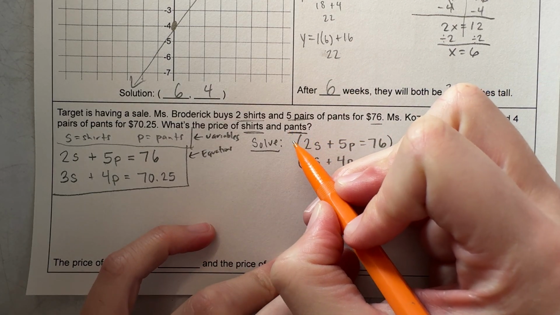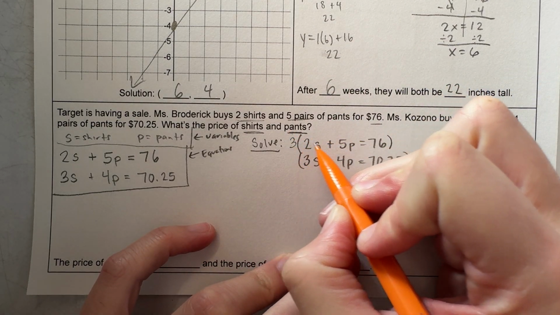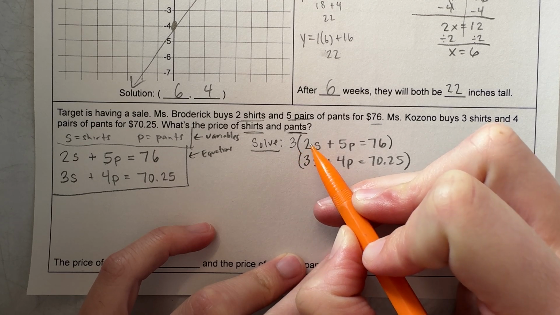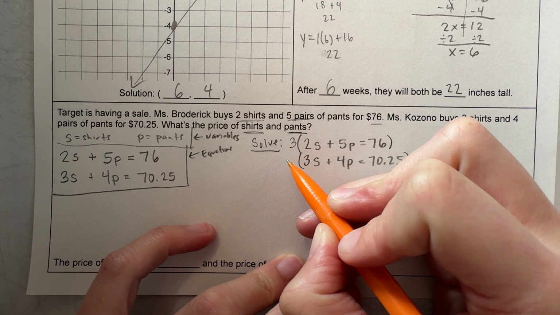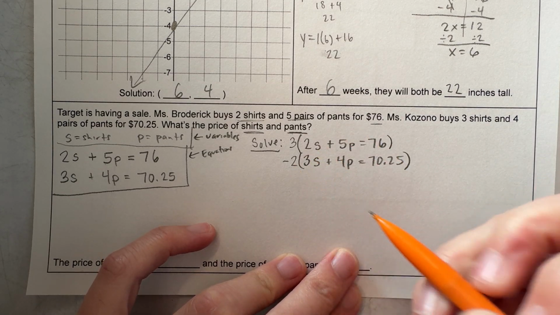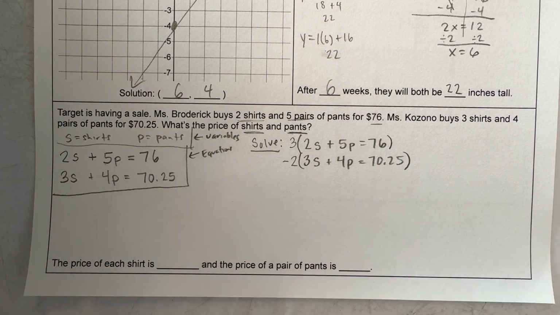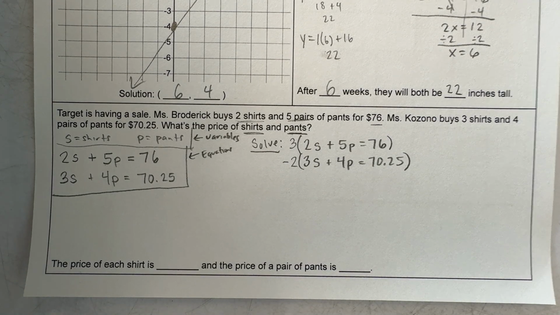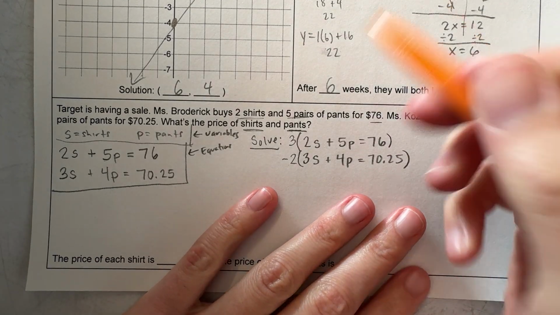So I'm going to multiply this top equation by 3. That's going to be 3 times 2, positive 6 right here. And then here, I'm going to multiply this bottom one by negative 2. So negative 2 times 3, that's going to be negative 6 right there. So when I multiply, I'm going to have a positive 6 and a negative 6 sitting on top of each other, and that is going to allow me to eliminate. All right, so let's do it.